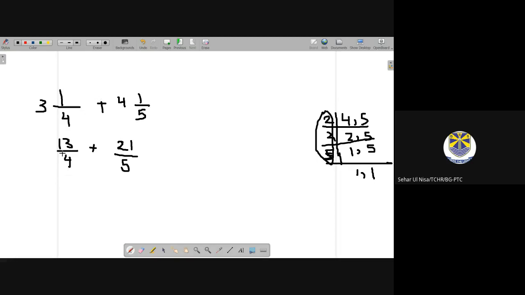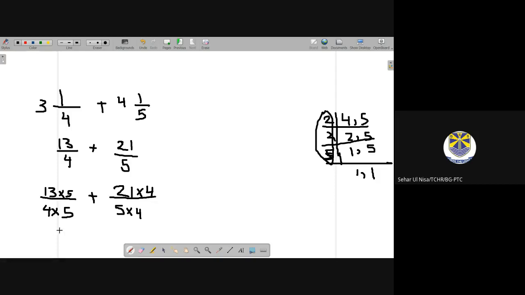So for making 20, we are going to multiply 4 with 5. It will give us 20 as a denominator. Whatever we are doing in the denominator, we have to multiply the same number in the numerator. So 13 multiplied by 5, and 4 multiplied by 5 plus 5 multiplied by 4 will give us 20, because we have to make the denominators the same. So 21 multiplied by 4.